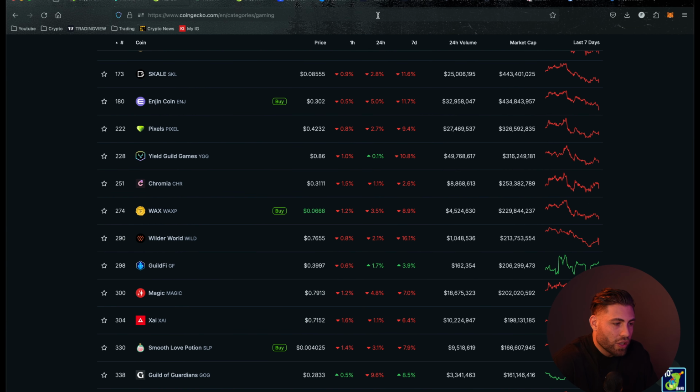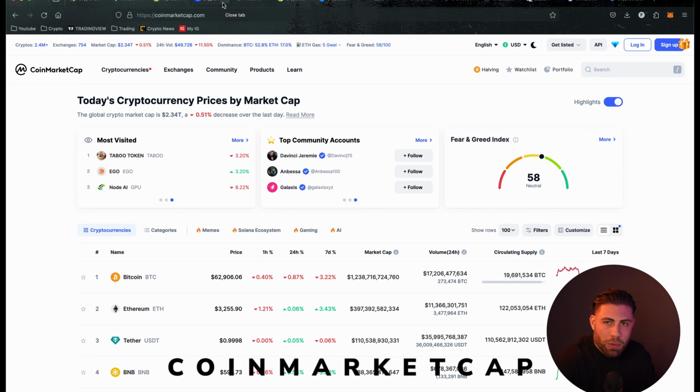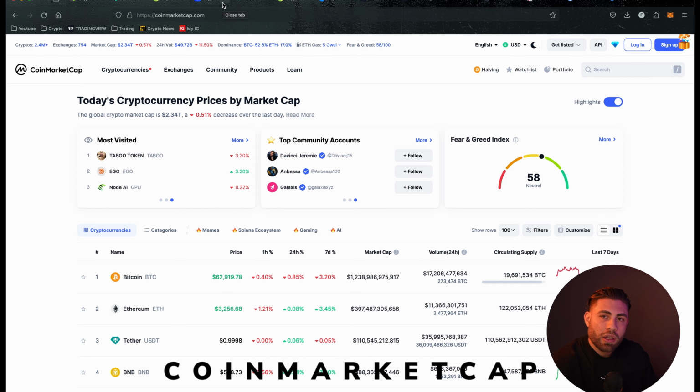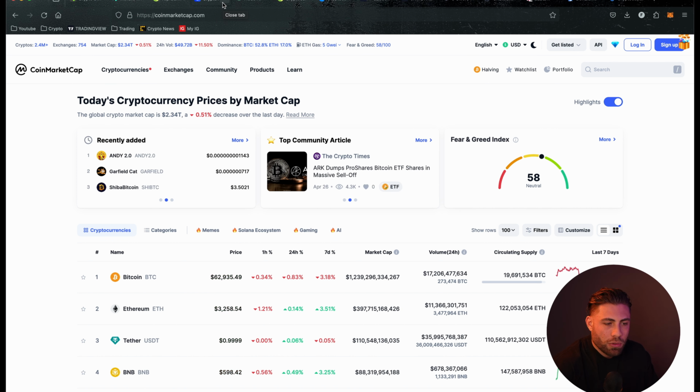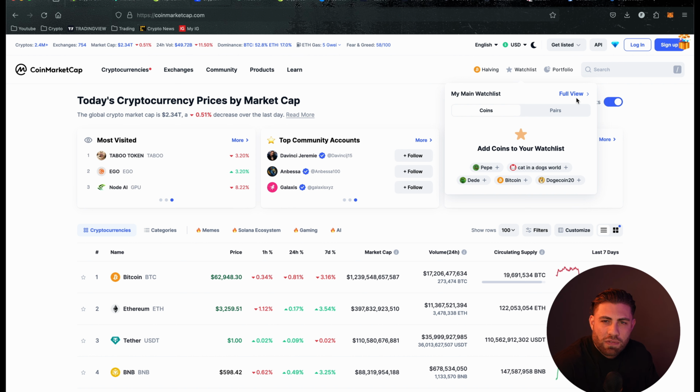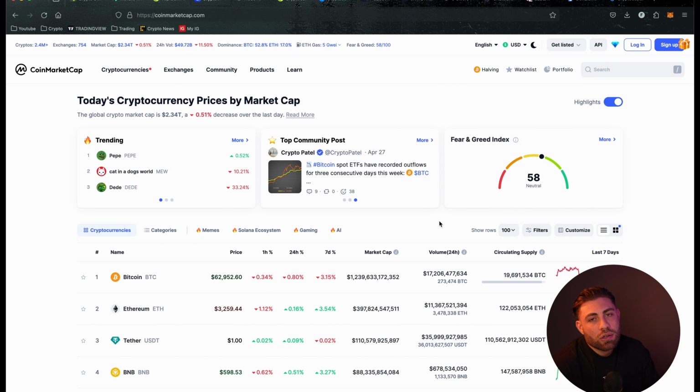Moving on from CoinGecko, another very similar platform is CoinMarketCap. People use both in different ways. I find CoinGecko has more of the smaller coins. In terms of the bigger coins, both are very equal and they both seem to give you the same information. Sometimes if you can't find something on CoinMarketCap, then you go to CoinGecko, and if you can't find it on CoinGecko, you might find it on CoinMarketCap.